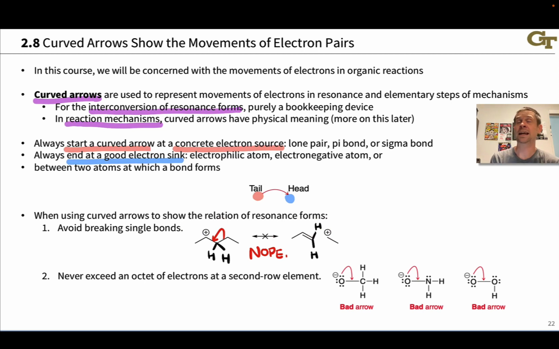The second rule is more important and is definitely something that you should absolutely avoid. Never exceed an octet of electrons at a second row element. For example, if we think about what's going on here, this arrow is telling us to take this pair of electrons on the oxygen and create a new CO double bond. That's the only arrow that's shown.